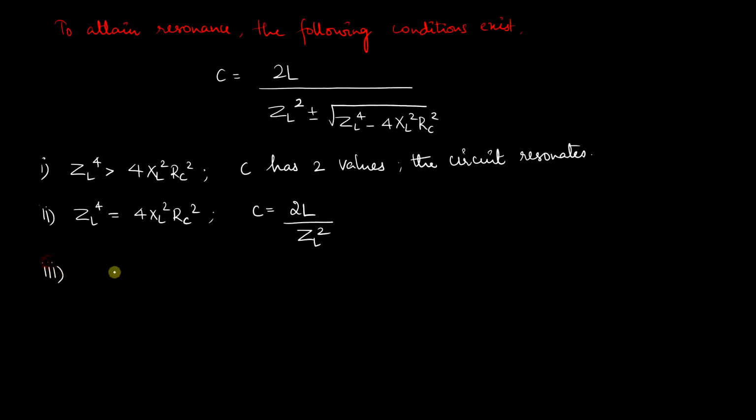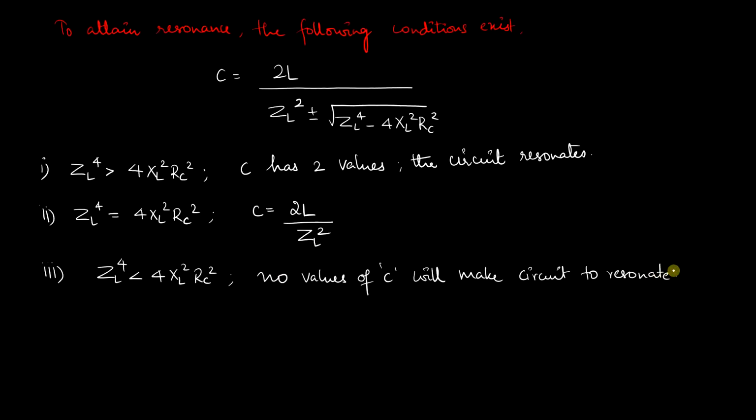The third condition that we have is if ZL to the power 4 is less than 4 XL square into RC square. In this case, the term within the square root will be a negative value, and because this term is imaginary, there will be no value of capacitor at which the circuit will resonate. So from what we have seen, for the circuit elements C and L, the term within the square root should always be either a positive value, or the square root term should not exist at all, so that you get the values of the capacitor and the inductor such that the circuit will resonate.